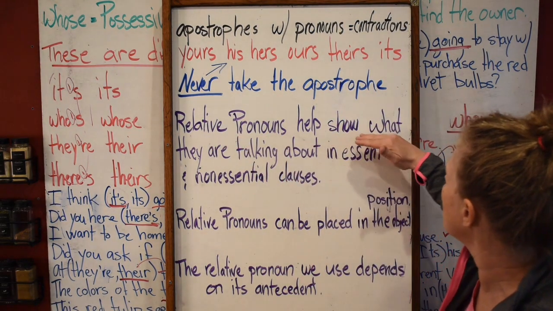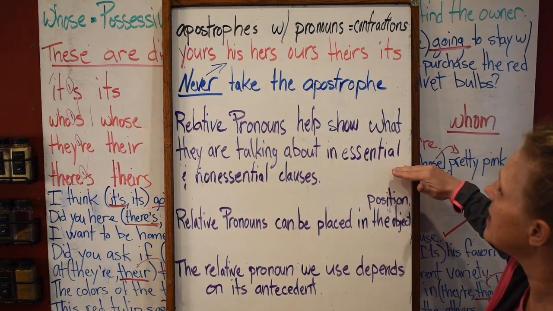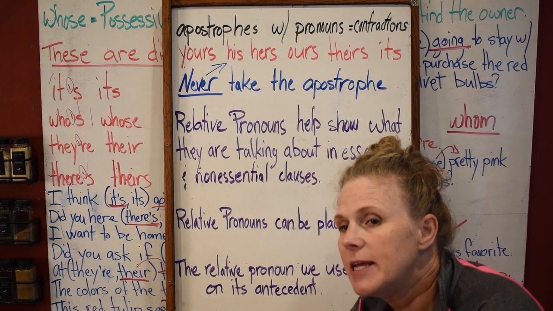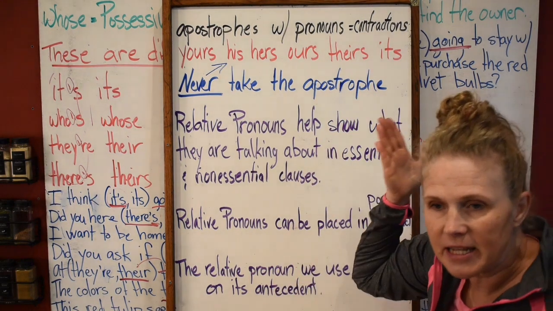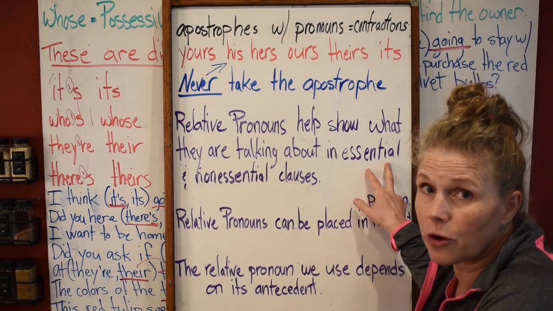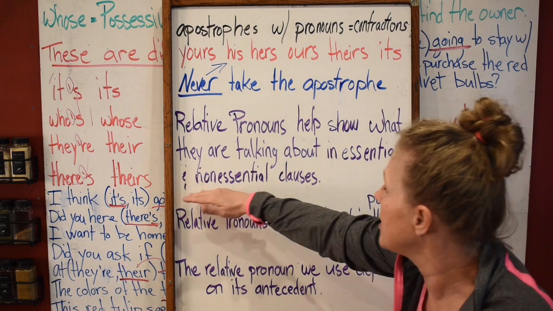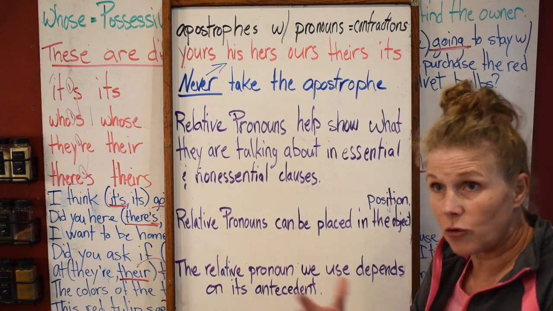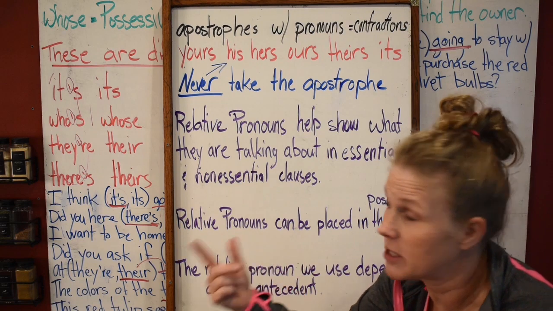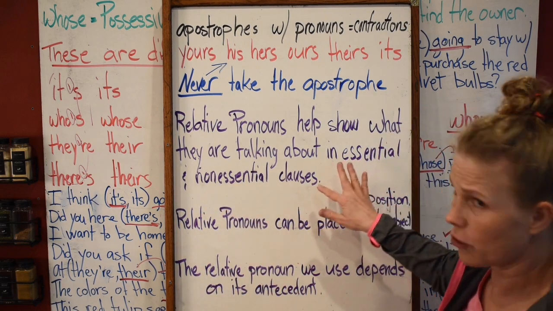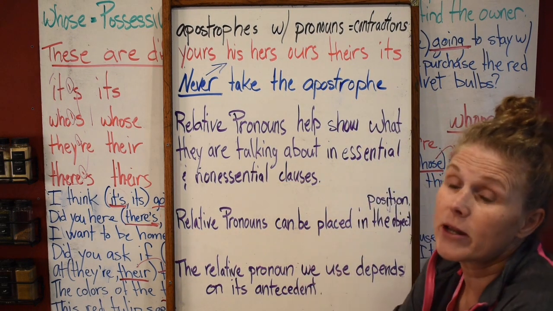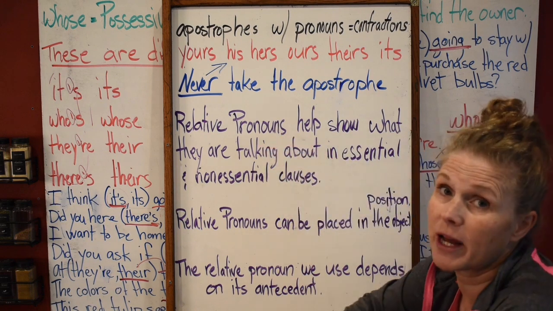Now, relative pronouns help show what they are talking about in essential and non-essential clauses. What is an essential clause? Essential clauses are clauses that need to stay in the sentence. And if we're using an essential clause and we're starting it out with a pronoun, that means it's essential. But non-essential clauses means that it's great information, but it can be taken out. We can understand really what they're talking about, and those should be started with the word which, if you're going to use those two pronouns. What, when, and where can also be functioning as relative pronouns once in a while.